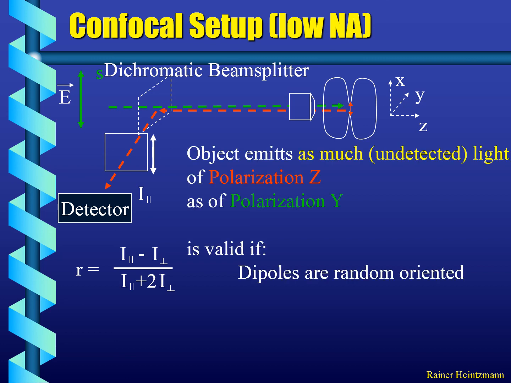And so if you think about it, the object emits as much undetected light in the Z polarization as it would emit in the Y polarization. If we start with X polarization, we have a certain chance of it emitting in Y polarization, but the same amount we should also expect in the Z polarization. However, we don't detect it with our objective. And that is why the I perpendicular here is multiplied with a factor of 2 to estimate the total emitted light, because we're not detecting that.